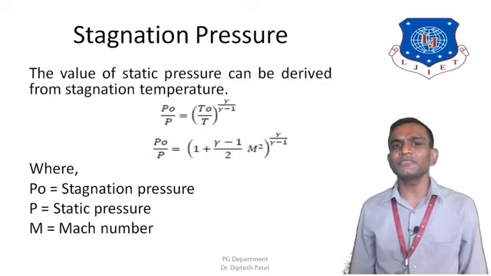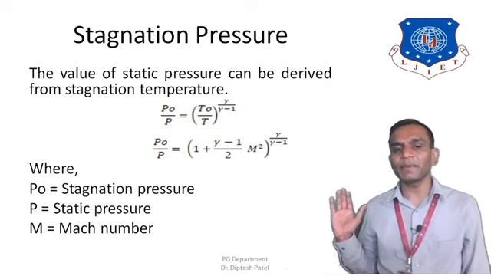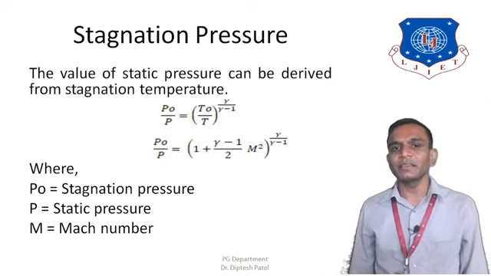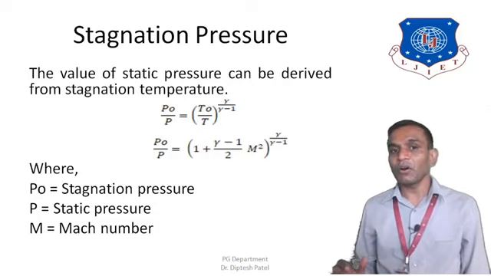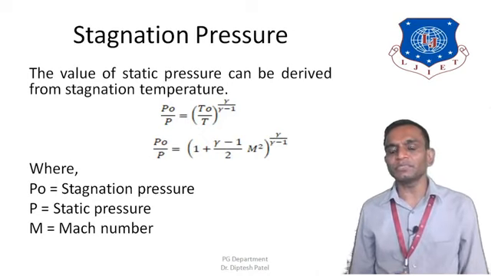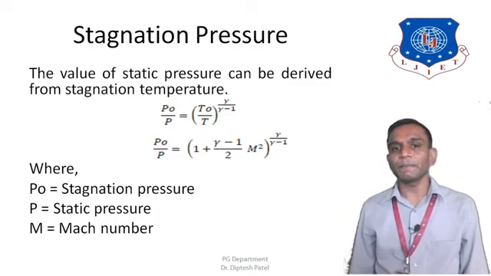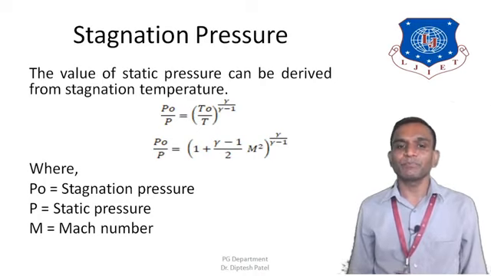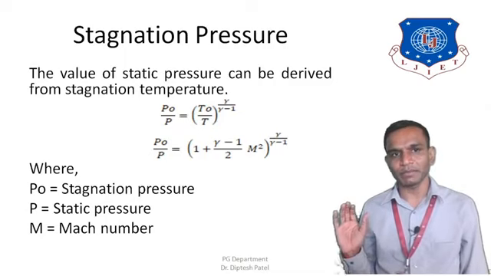The same equation can be used over here, and we know that P0 divided by P is equal to T0 divided by T raised to gamma upon gamma minus 1. Now T0 divided by T, the ratio of stagnation temperature to static temperature, has already been derived. So let's put the value of T0 to T over here, and we get P0 divided by P, the ratio of stagnation pressure to static pressure, is equal to (1 plus (gamma minus 1) divided by 2 M square) raised to gamma upon gamma minus 1, where P0 is the stagnation pressure, P is the static pressure, and M is the Mach number.